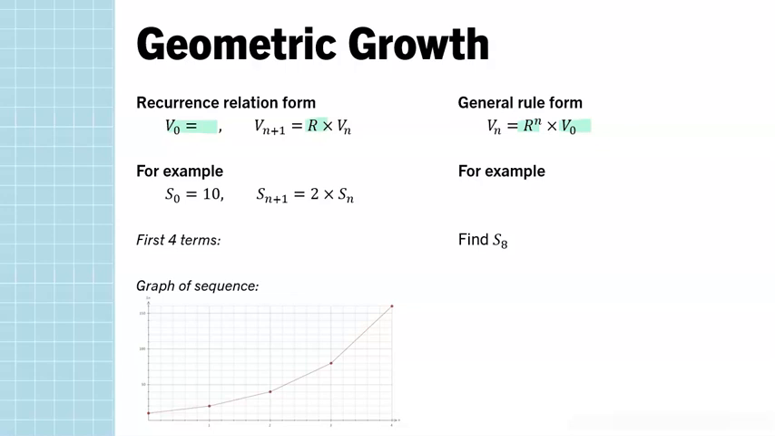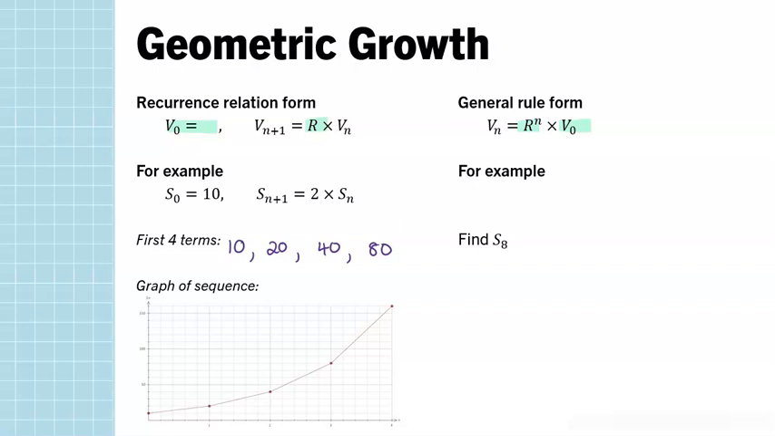In our example here, we have S0 equals 10, and our recurrence relation Sn plus 1, so the next term, is equal to 2 times Sn, the current term. So the first 4 terms of this sequence, starting with 10 as our initial term: our next term will be 2 times the current, so 2 times 10 is 20. Then again, 2 times 20 gives us 40. And finally, 2 times 40 gives us 80. So there we have 10, 20, 40 and 80.